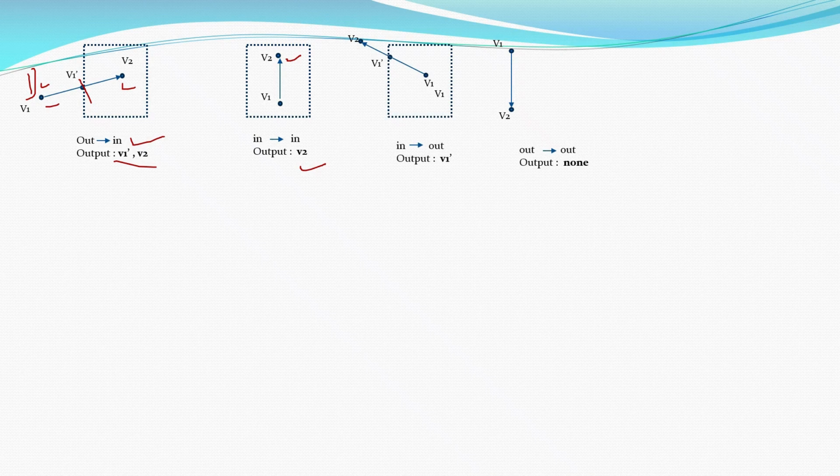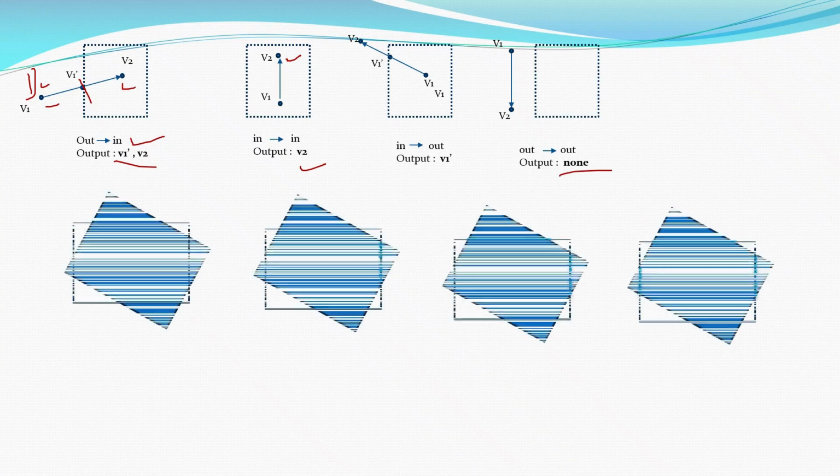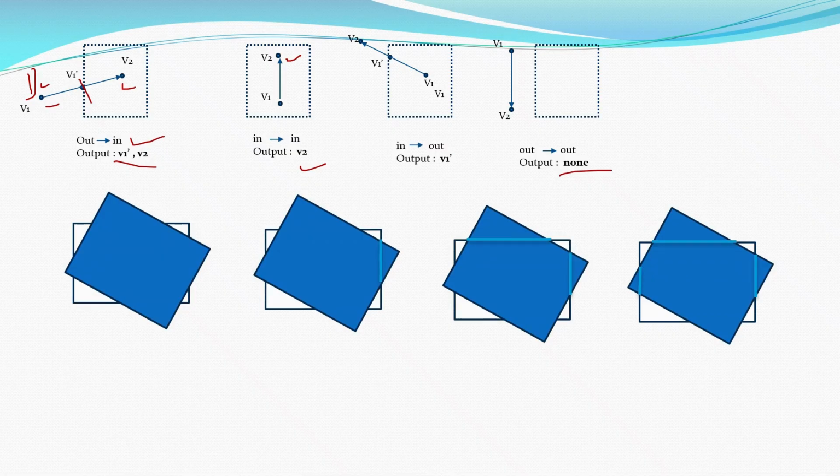This is the first condition, where the previous is outside and the current is inside. In that case we save V dash and V2 as output. When both are inside, we take the current as our output. Here V1 is inside and V2 is outside, so V1 dash will be taken as the output. If both are outside the window, we store none.